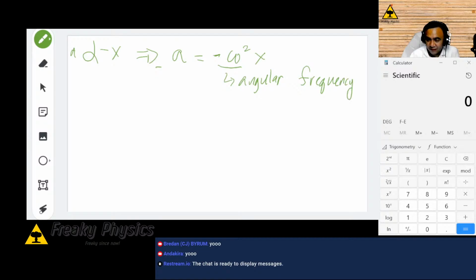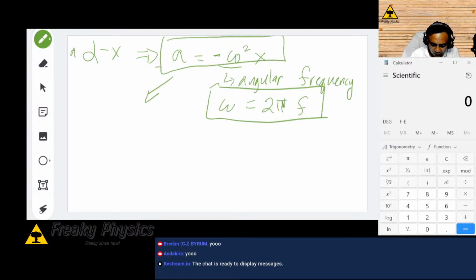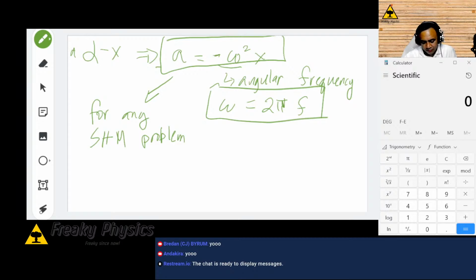Now, this angular frequency at this point does not necessarily mean something is rotating. It is just defined as 2 pi times the frequency. So omega is equal to 2 pi times the frequency. For any simple harmonic motion problem, that's the defining equation.